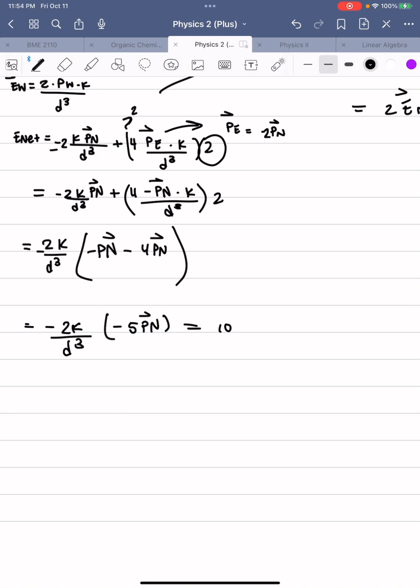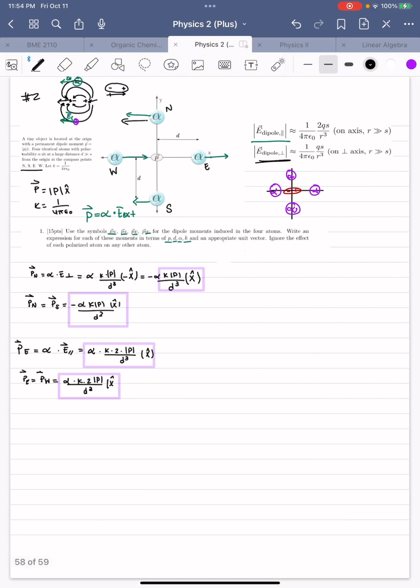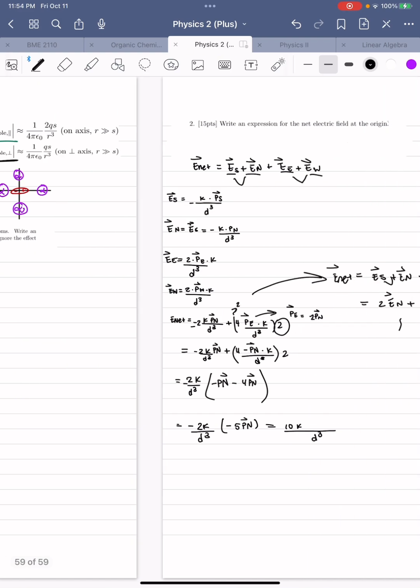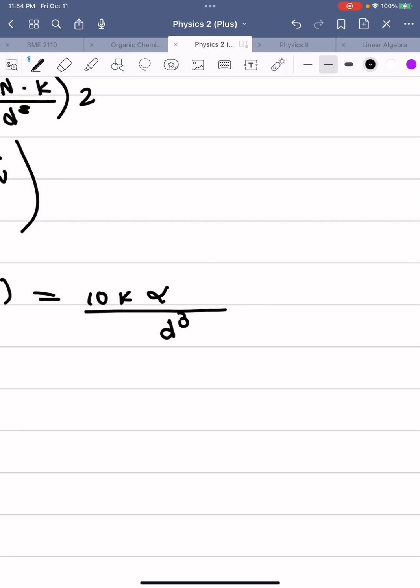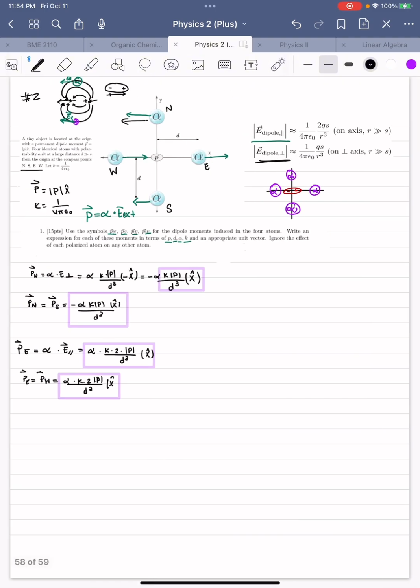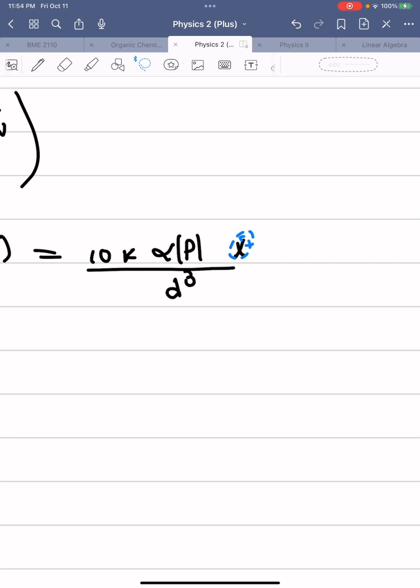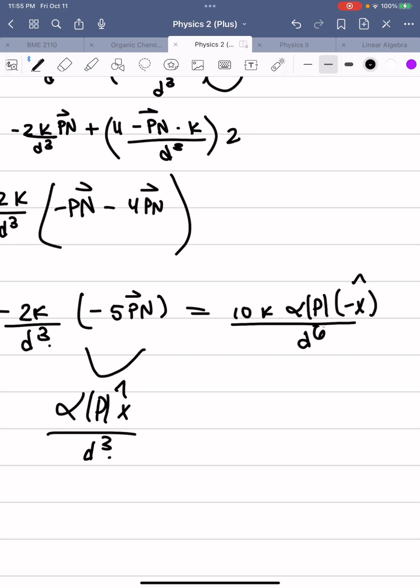So 10k all over d cubed times the dipole moment of north, which is alpha p x, negative alpha p x hat. And that's our answer.